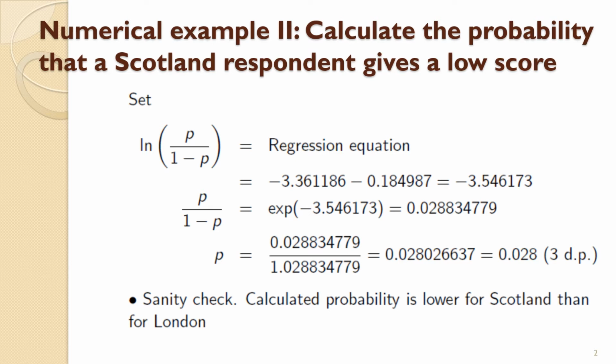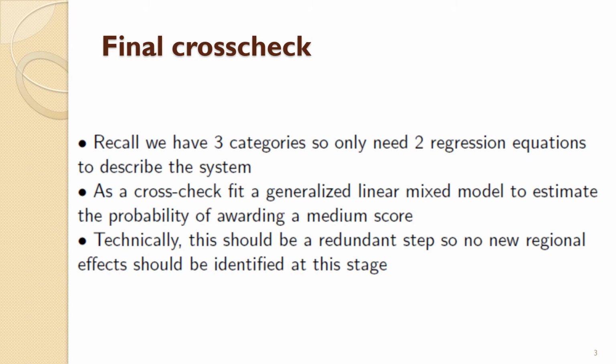The probability should now be the exponential of the regression equation over 1 plus that. So in this case, the probability is 0.0288347779 over 1 plus that. Okay, and there's a sanity check here, an interpretation element. This probability is lower for Scotland than for London. There was a final cross-check then.